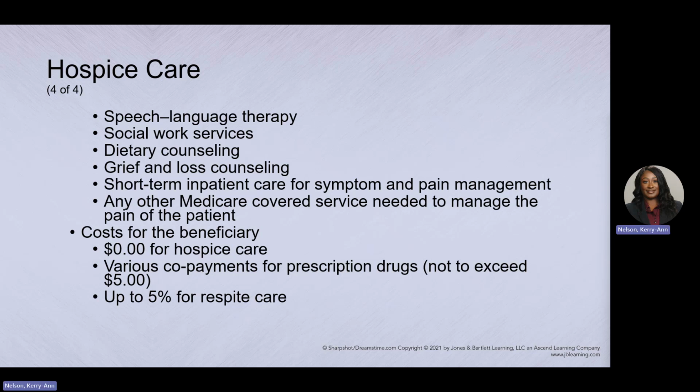The cost for the beneficiary is $0 for hospice care. Various co-payments for prescription drugs cannot exceed $5. And they're also allotted up to 5% for respite care.